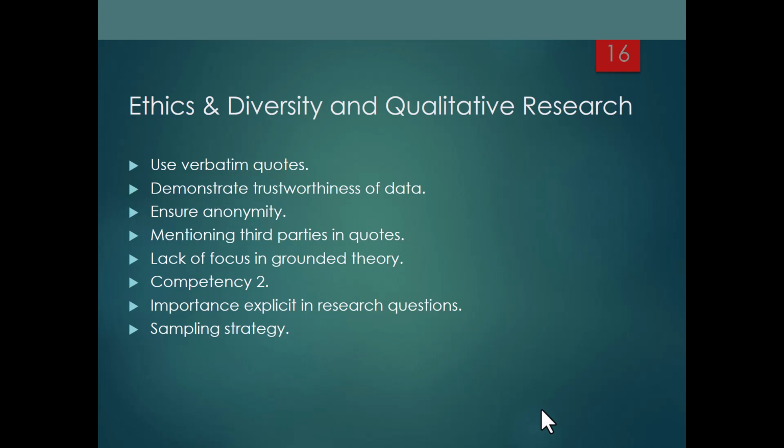Lack of focus on diversity in grounded theory research has stifled the development of new theories to address the issues facing diverse populations. This may have affected the advancement of our understanding of the phenomenon under study. As Competency 2 states, it is important to focus on diversity at all stages of the research process. It should be implicit in the research question that diversity is of importance. For example, focus on the lived experiences of Filipino mothers caring for children with special needs.